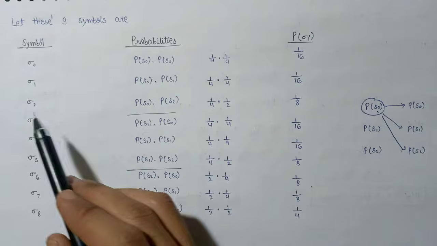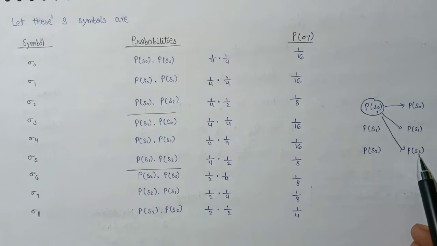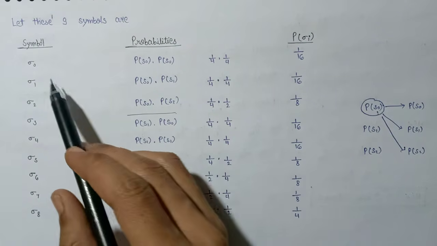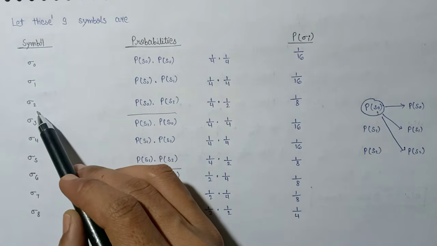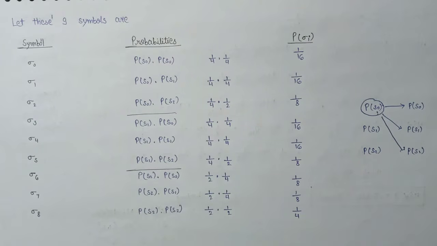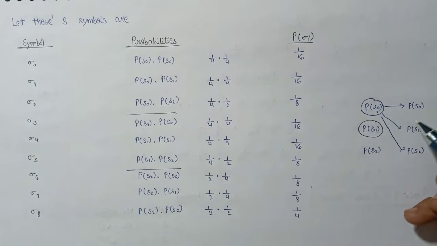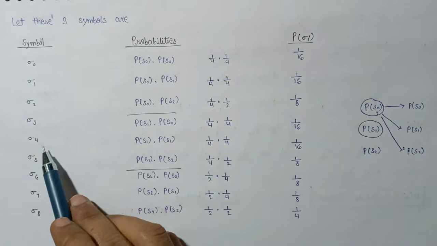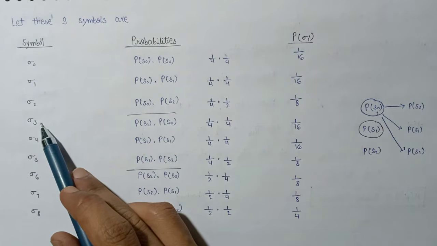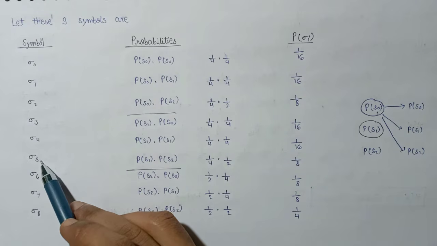For sigma 2, the probability will be P(s0) into P(s2). So this is how we calculated the probability of sigma 0, sigma 1 and sigma 2. So we are done with P(s0). Let's take P(s1) as a reference and do the same multiplication for the probability of these 3 symbols, that is sigma 3, sigma 4 and sigma 5.